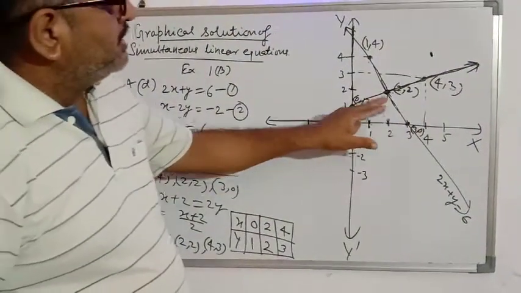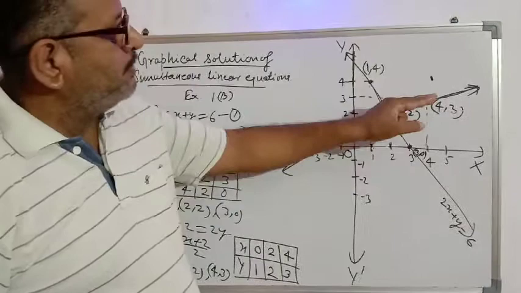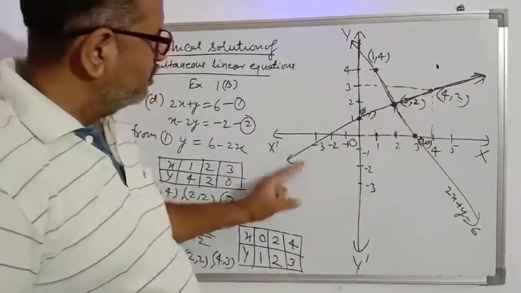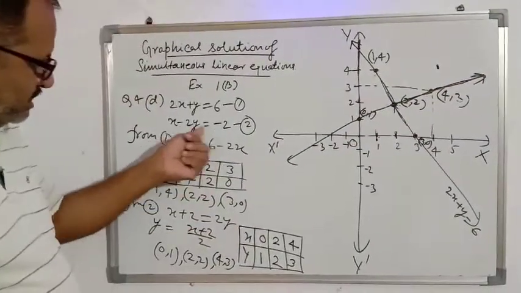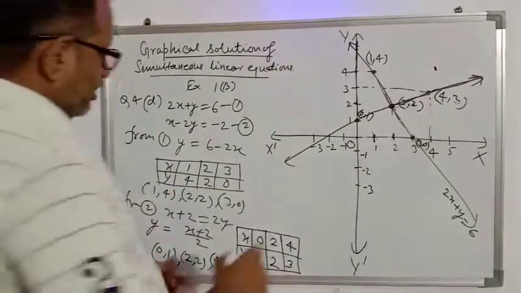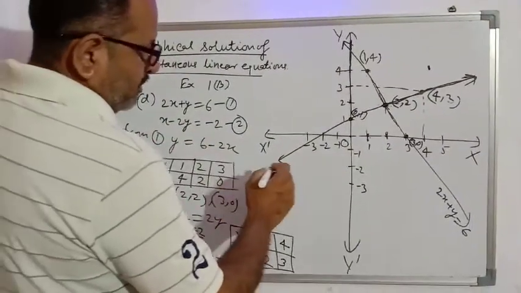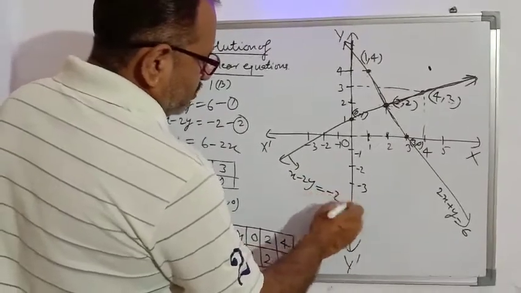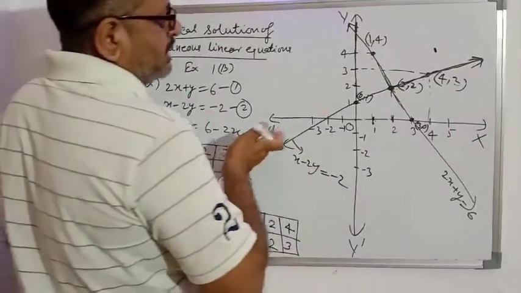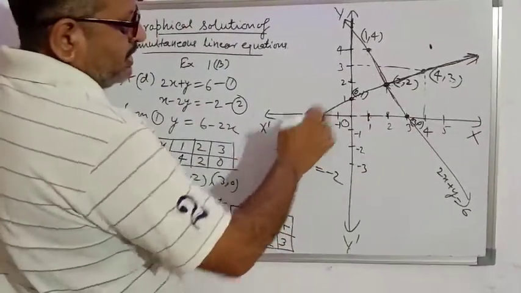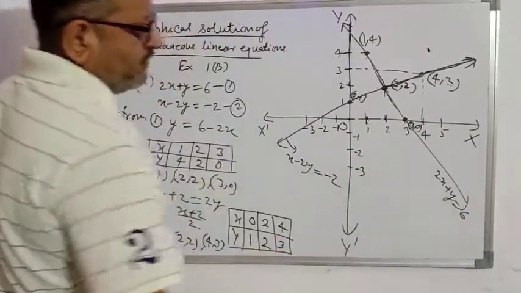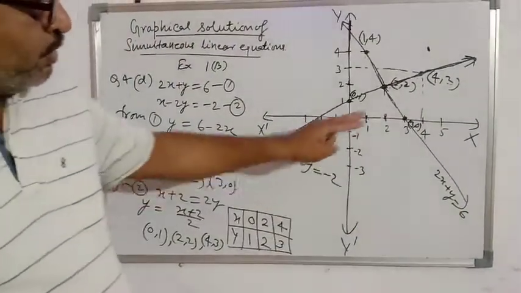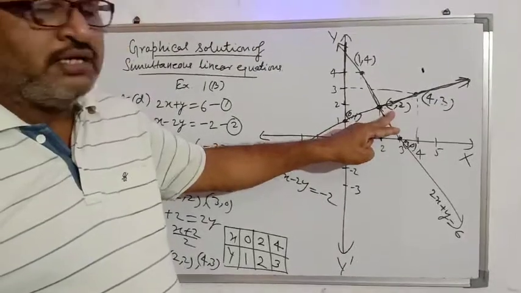So join these 3 points with the help of a scale, produce it, put arrowhead at both the end points and write the equation on the line: x minus 2y is equal to minus 2. So this line represents the second equation, this represents the first equation. Both lines intersect at the point 2, 2.